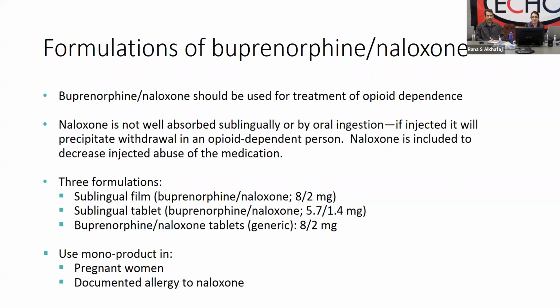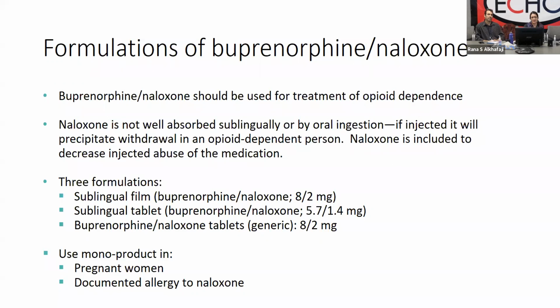The buprenorphine naloxone combo product is the one that should be used for treatment of opioid use disorder. The naloxone, again, is there to decrease risk of diversion. It's not well absorbed when it's taken as prescribed, so when taken sublingually. If it's injected, it will precipitate withdrawal in someone who has tolerance already to opioids, so has opioids in their system and is dependent on them.